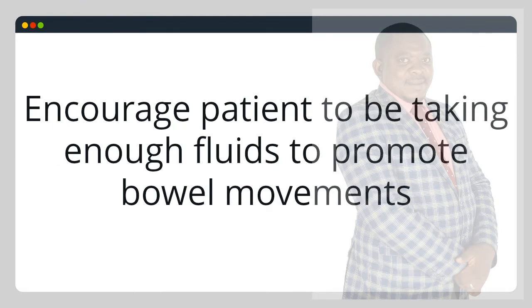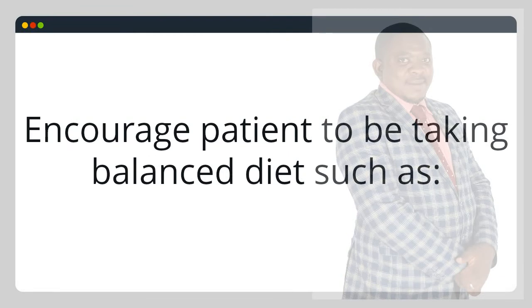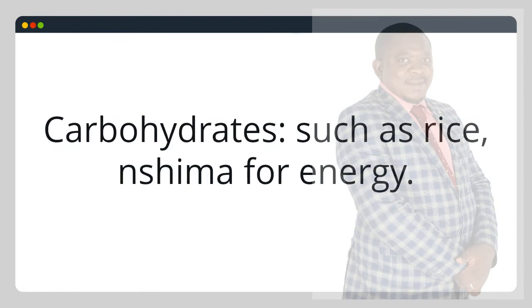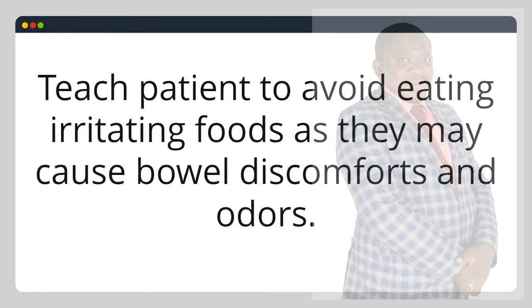Nutrition. Encourage the patient to eat a diet which is not gas forming to prevent discomfort. Encourage the patient to take enough fluids to promote bowel movements. Encourage the patient to take a light diet that does not cause bowel irritation. Encourage the patient to take a balanced diet such as proteins, such as meat and soya porridge, to promote quick wound healing. Carbohydrates, such as rice and nshima, for energy. Vitamins, such as fruits and green vegetables, to boost immunity and promote quick wound healing. Teach the patient to avoid eating irritating foods as they may cause bowel discomfort and odors.